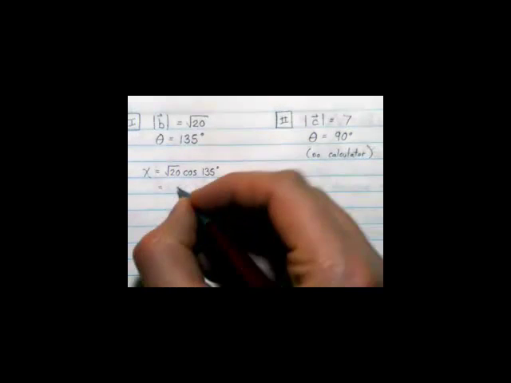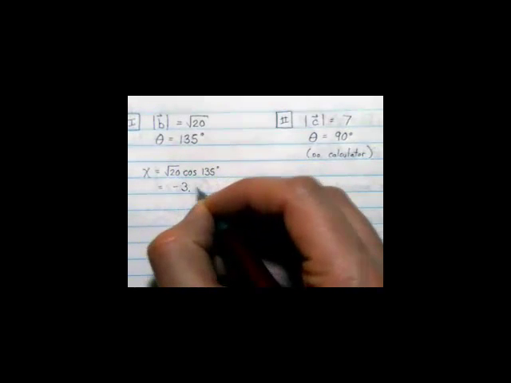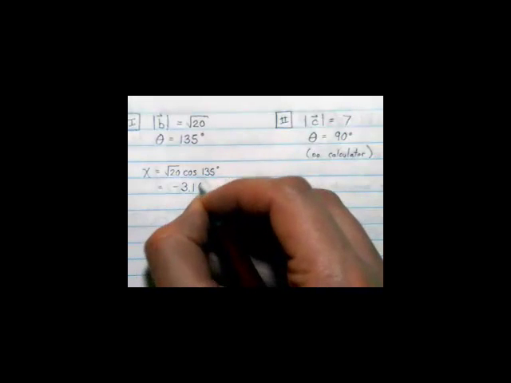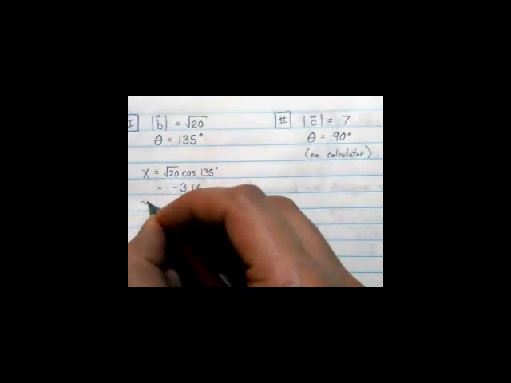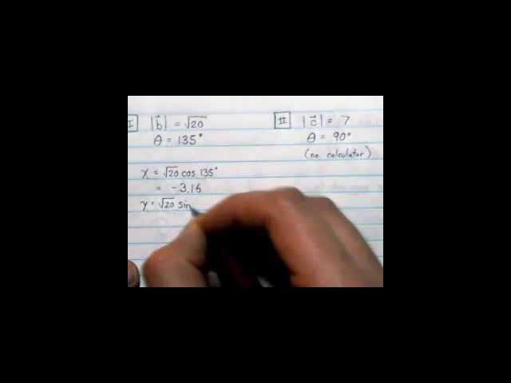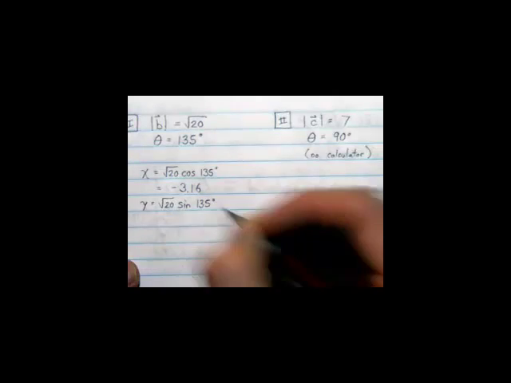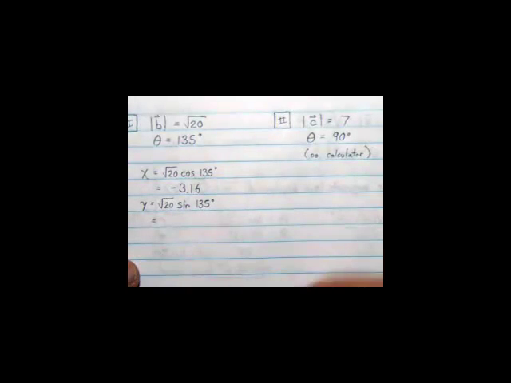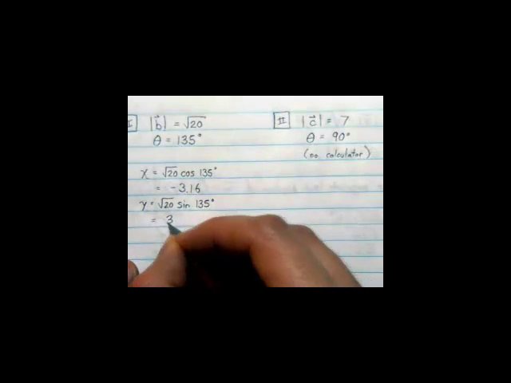Okay, so the first one, x would be the square root of 20 times the cosine of 135. So negative 3.16. And the y would be the square root of 20 times the sine of 135, and it'd be positive. Yeah, I was hoping you guys would recognize that.